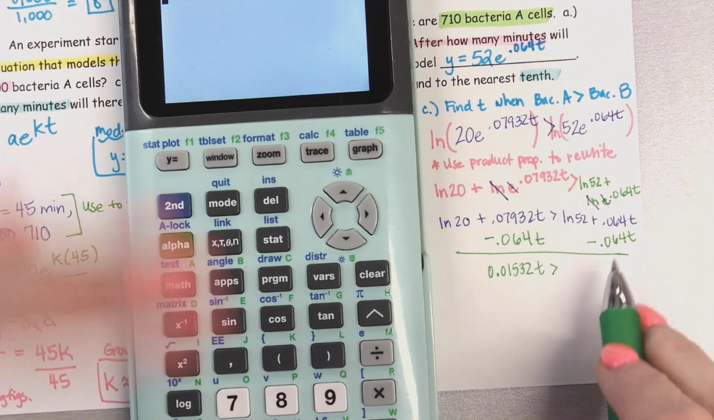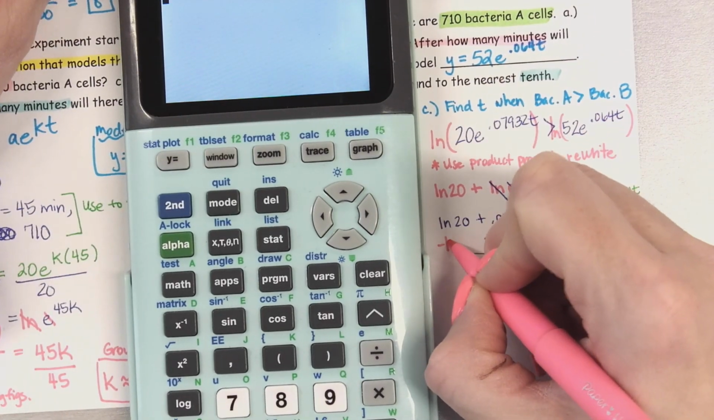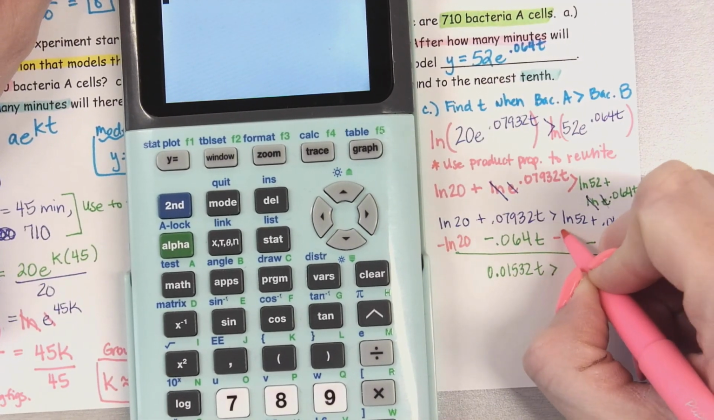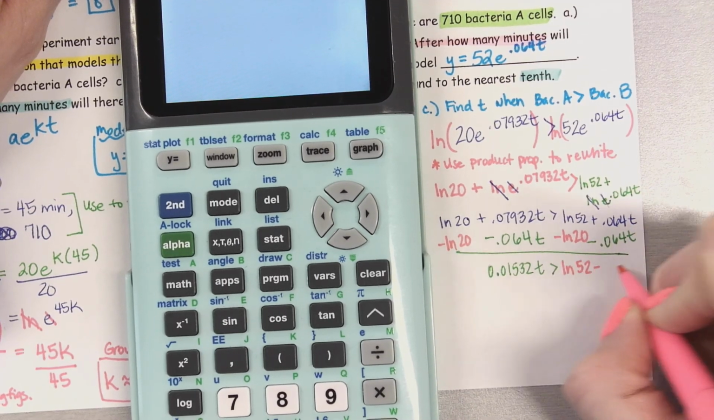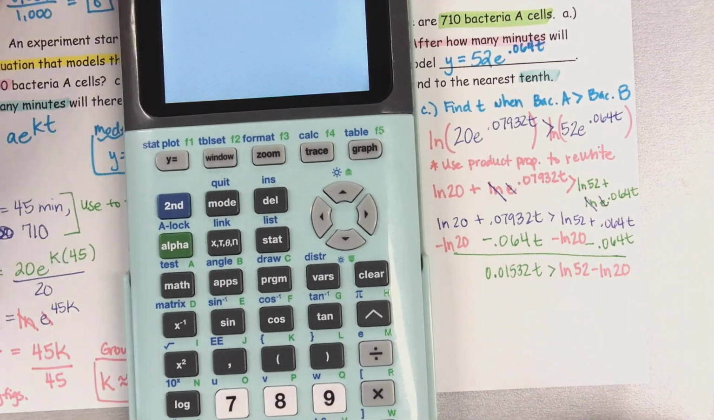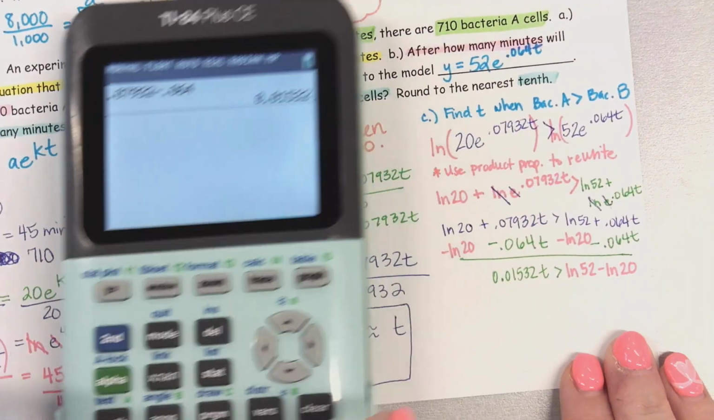Okay, now because we moved all the t's to this side, let's go ahead and move the natural logs to the other side. So minus the natural log. So this is going to be the natural log of 2 minus the natural log of 20. Now we are just using that to calculate, so if you want to leave it like that, you can. Do you guys remember another way that you could write that?